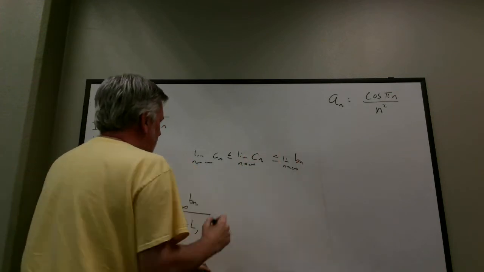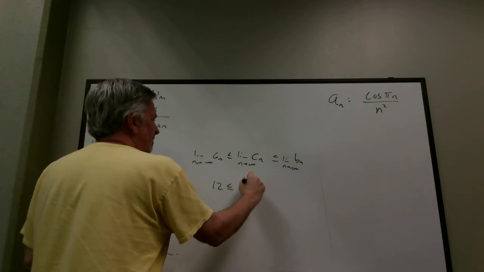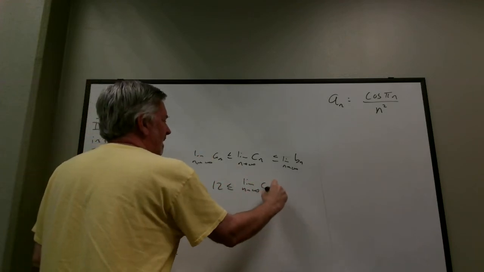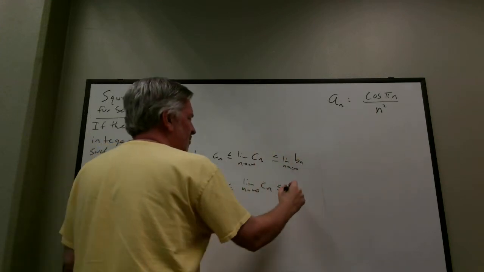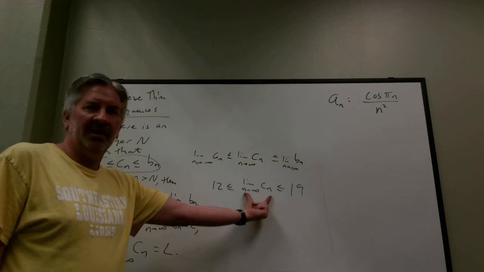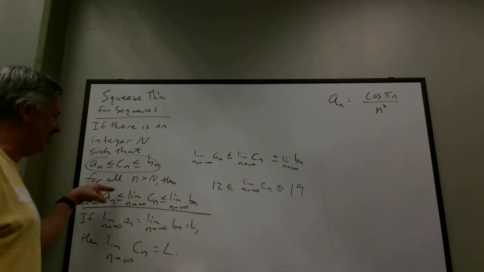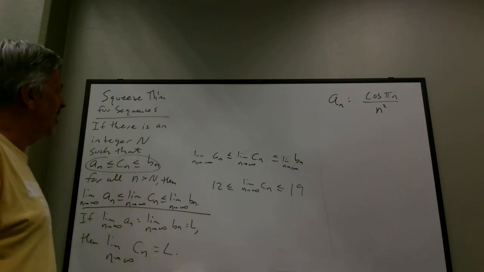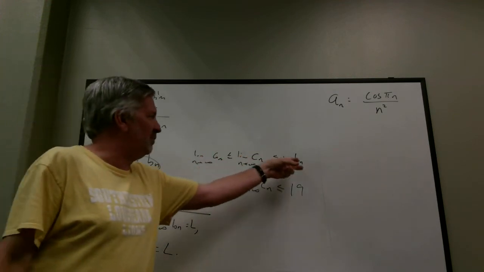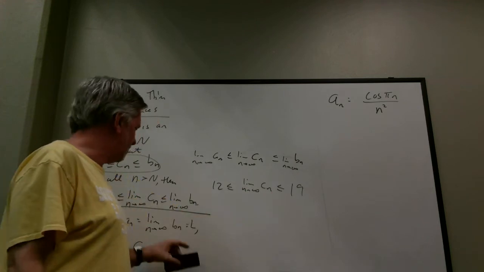The reason I added that in is, now suppose you knew the limit of a(n) turns out to be 12, and suppose you knew the limit of the b(n)s turned out to be 19. That tells you something about the limit of c(n), doesn't it? It'd be between 12 and 19. It's not listed in the book, but if you knew this limit and that limit, it tells you something about the limit of c. So I went ahead and added it in.